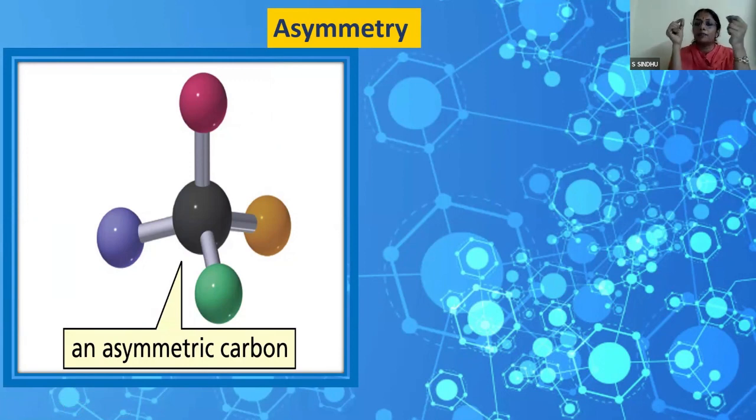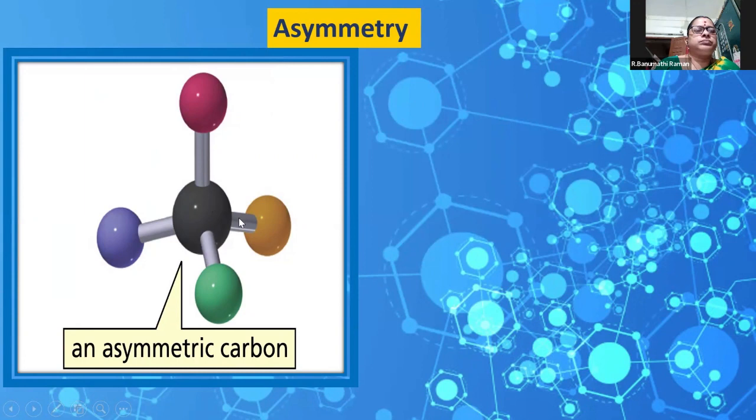So this is the best method. We can have 4 different colored balls attached, and based on that we can make the children understand what is an asymmetric carbon. And using all this, we can show them a lot of pictures and videos by which the child will be able to relate.